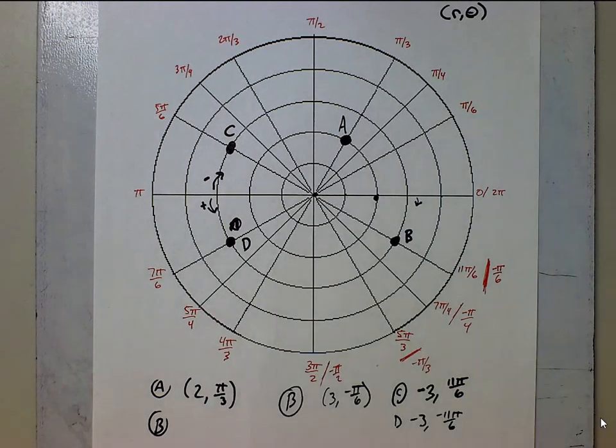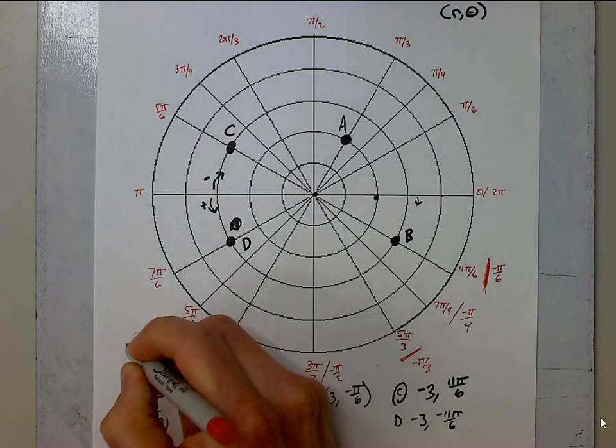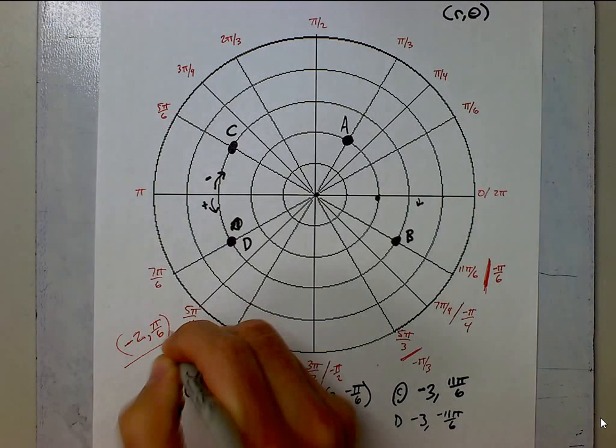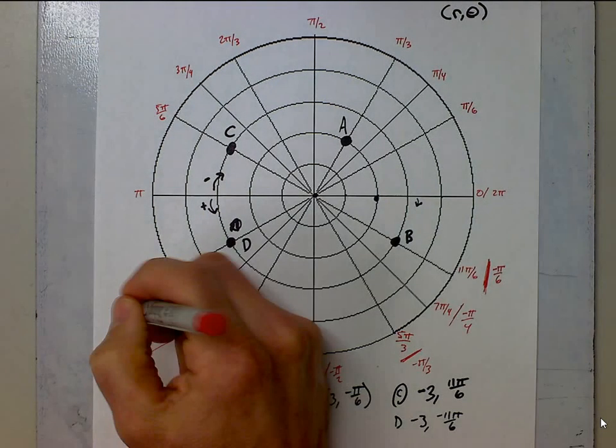I want you to try this one on your own. Negative 2 comma pi over 6. You can plot that one on your own. We'll call it the letter E. Press pause, go ahead and give it a shot.